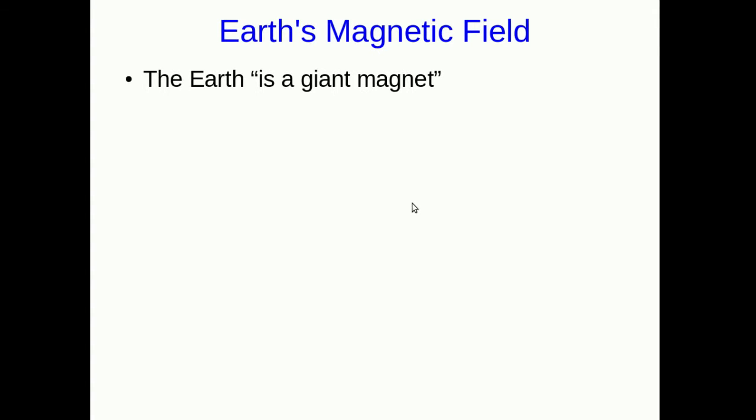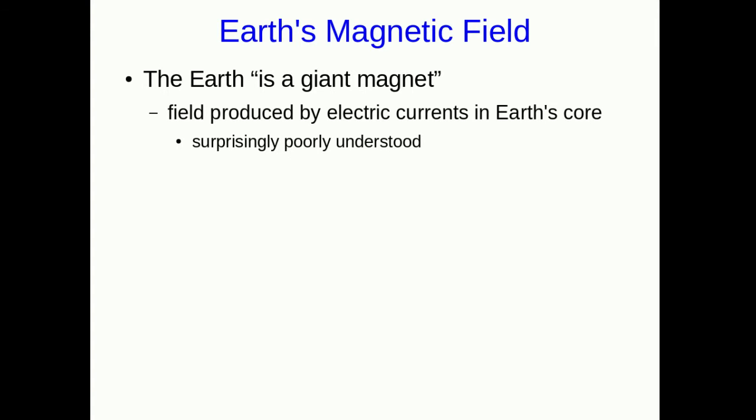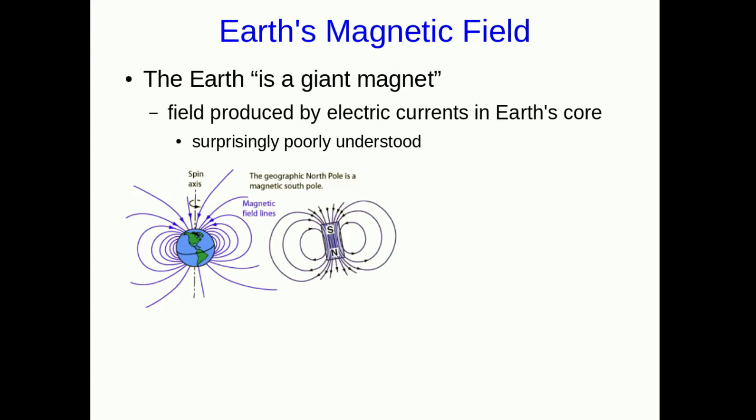Before moving on to the main thing that we're going to talk about, which is magnetic fields produced by electrical currents, I do want to say one or two things about the Earth's magnetic field. Of course, the reason a compass works is that the Earth itself can be thought of as a giant magnet. It has a magnetic field that it produces, and what produces it is electrical currents in the Earth's core. While we understand the basic mechanism of this, the details are actually surprisingly poorly understood.